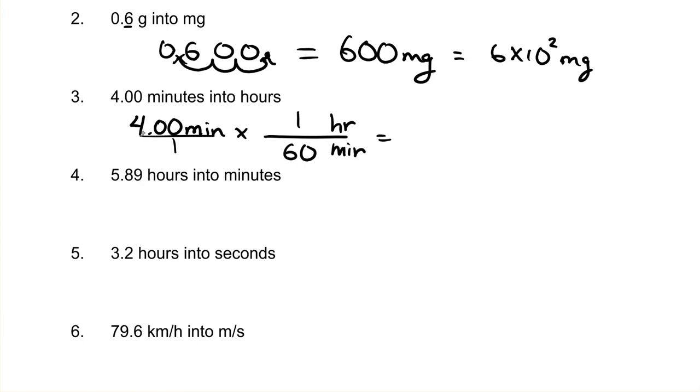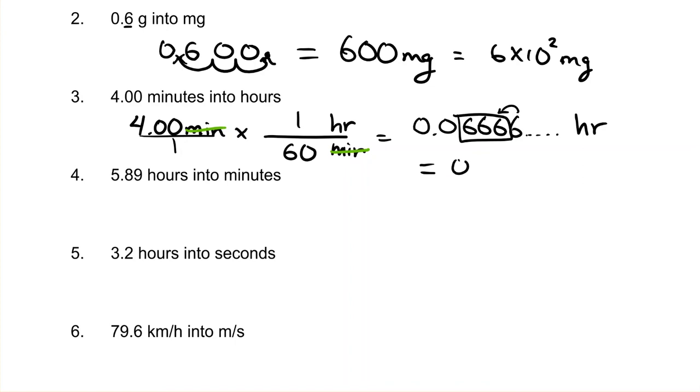So when I do that calculation, 4 times 1 divided by 60, so 4 divided by 60 is 0.06666, and so on. The minutes and minutes cancel out, and I'm left with hours. So let's take a look at this. We need 3 significant digits. Here's 3 significant digits. The 6 is going to get rounded up to a 7.